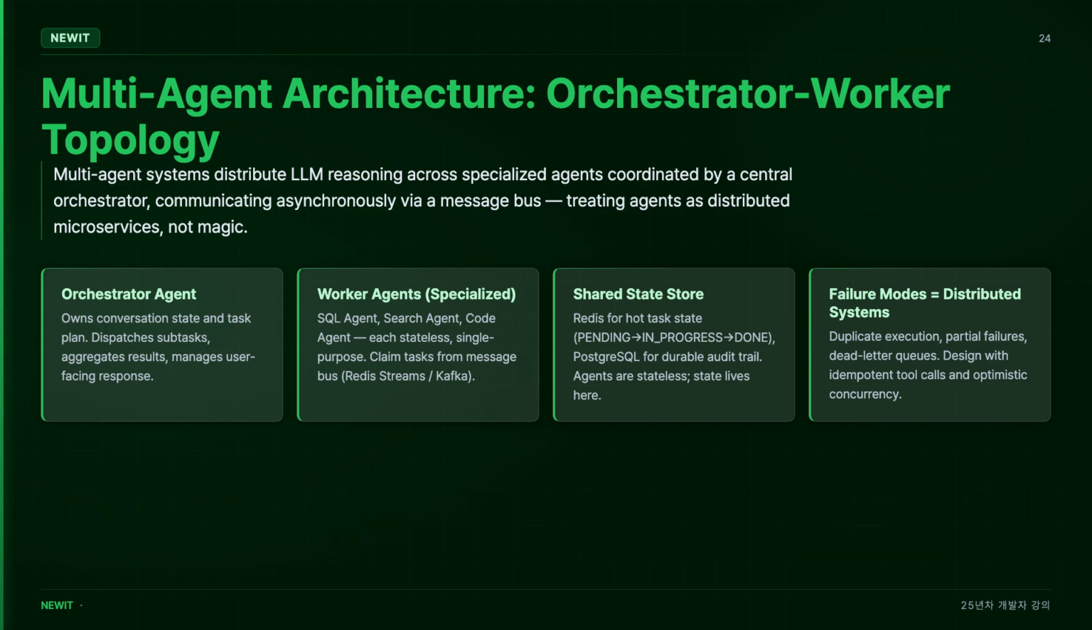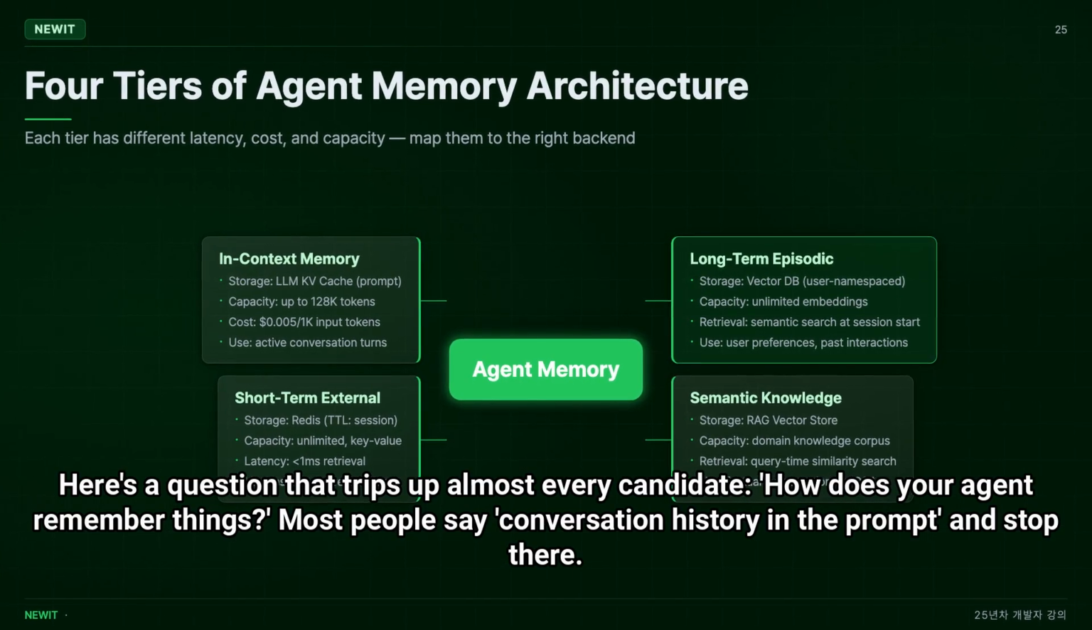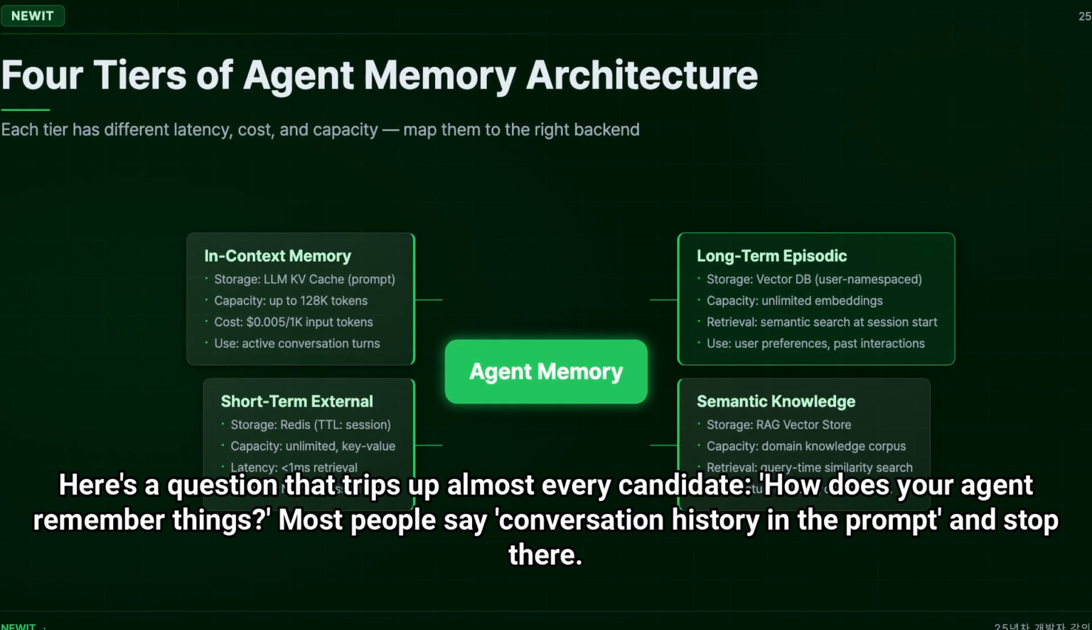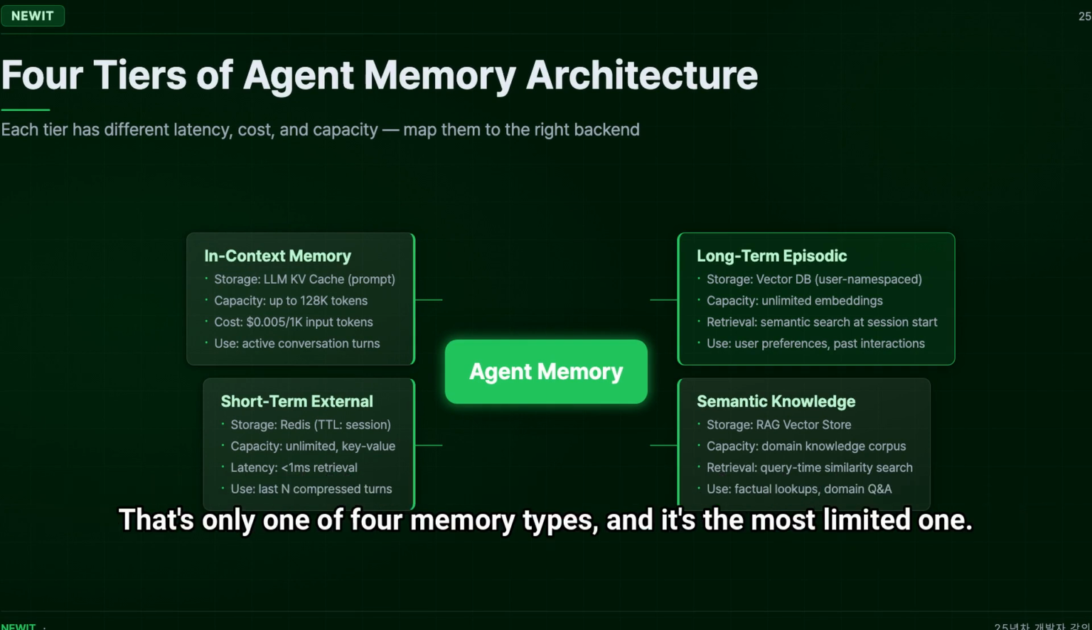Here's a question that trips up almost every candidate. How does your agent remember things? Most people say conversation history in the prompt and stop there. That's only one of 4 memory types, and it's the most limited one. Let me map this out properly.